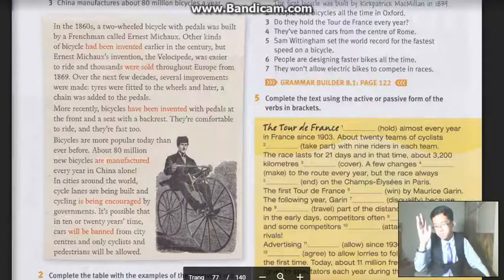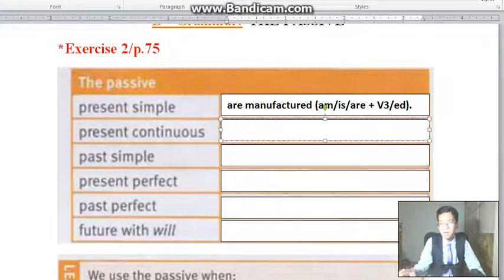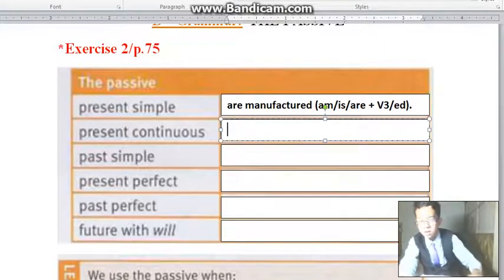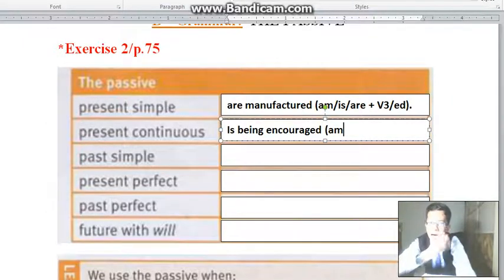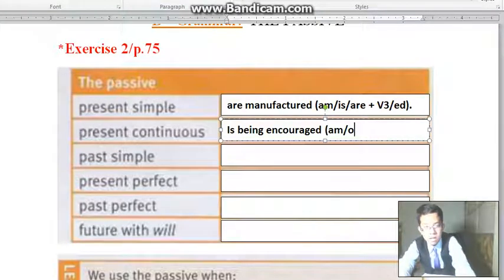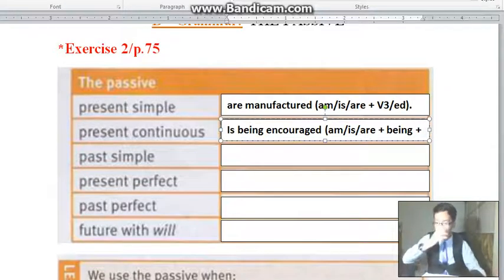So we will put here "is being encouraged." So it means am, is, are plus being plus verb 3 or verb-ed.